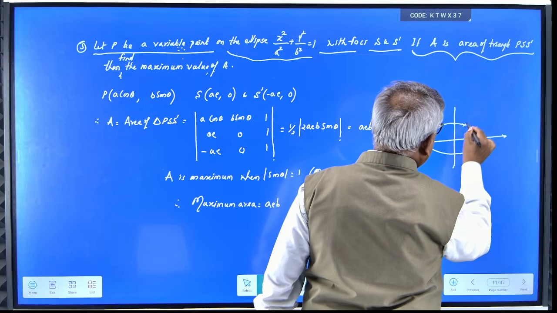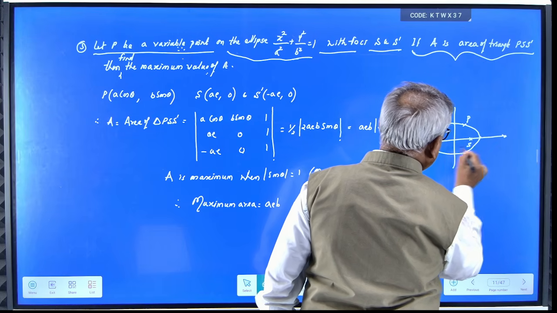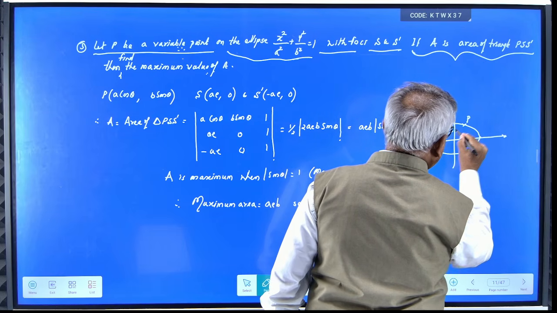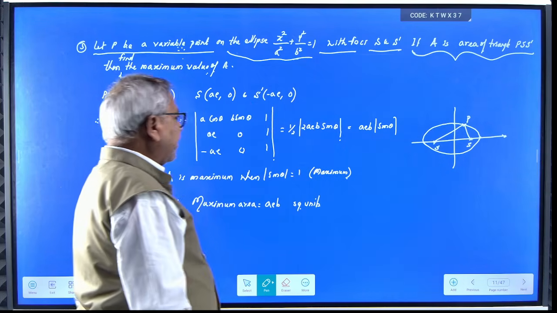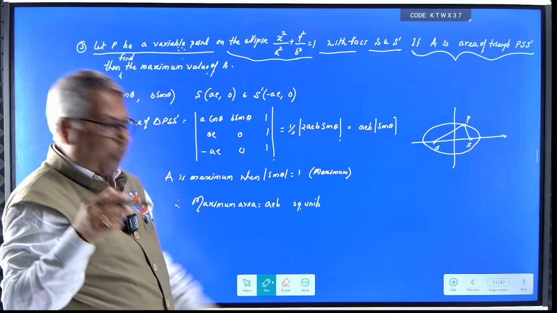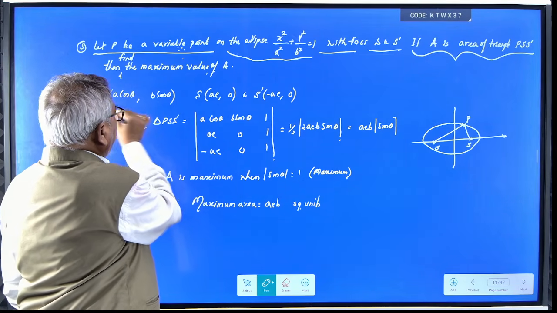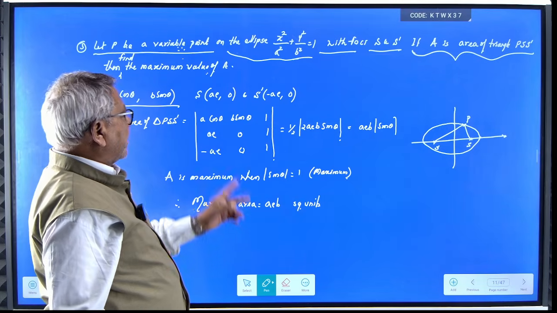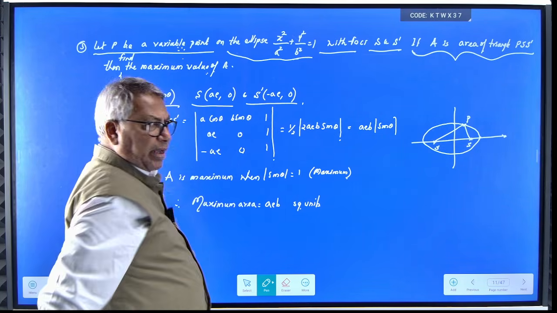This is a point. This is S. This is S dash. Right, this is a triangle, and its area is given there. For point P, I am taking the parametric form. I shall give you the table for the parametric form. P point, parametric form: a cos theta, b sin theta. Focus S is (ae, 0), S dash is (minus ae, 0).